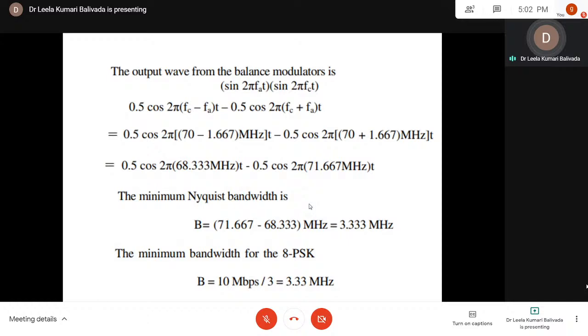The minimum Nyquist bandwidth is the upper sideband frequency, 71.667 MHz, minus the lower sideband frequency, 68.333 MHz, which is equal to 3.333 MHz. Therefore, the minimum Nyquist bandwidth is 3.333 MHz. Comparing with QPSK and BPSK: in BPSK the minimum Nyquist bandwidth is 10, in QPSK it is 5, whereas in 8PSK it is 3.333. Therefore, the minimum Nyquist bandwidth is reduced from BPSK to QPSK by 50% and from BPSK to 8PSK by one-third.